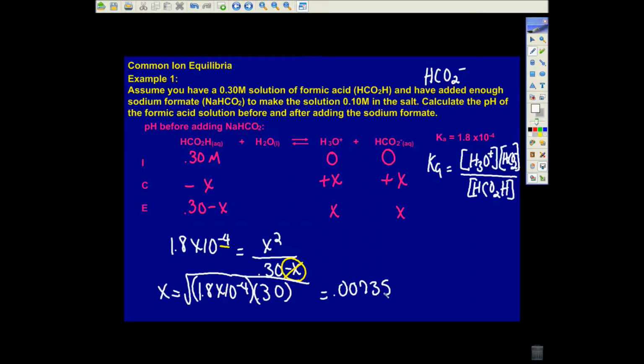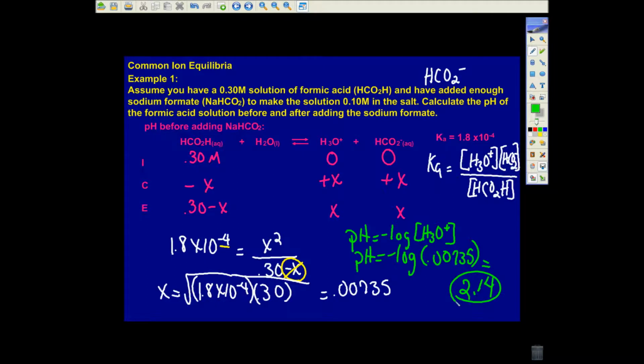It asked me for pH, and so I'm going to put that into my pH equation, which is the negative log of the hydronium. X is the value for hydronium and formate, so my pH is going to be negative log of 0.00735, and that's going to give me a value of 2.14.